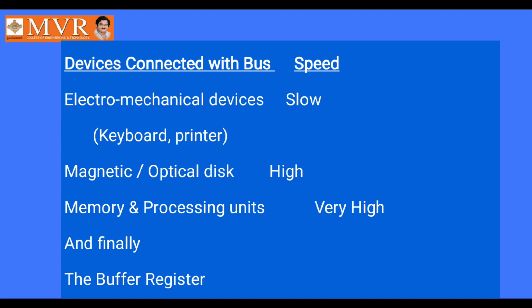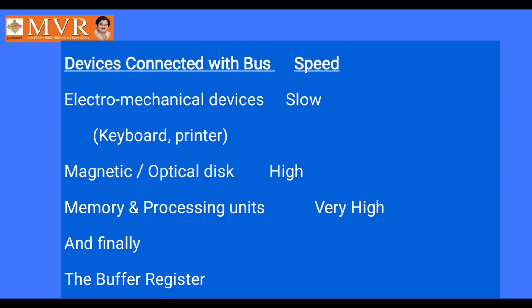Now let us look at the bus structure just discussed. Basically, what are the various devices that are connected with the bus, and what are the speeds of those devices? It is simple: the components of a computer are connected with the bus. We can say that within one line the components of a computer are connected with the bus.